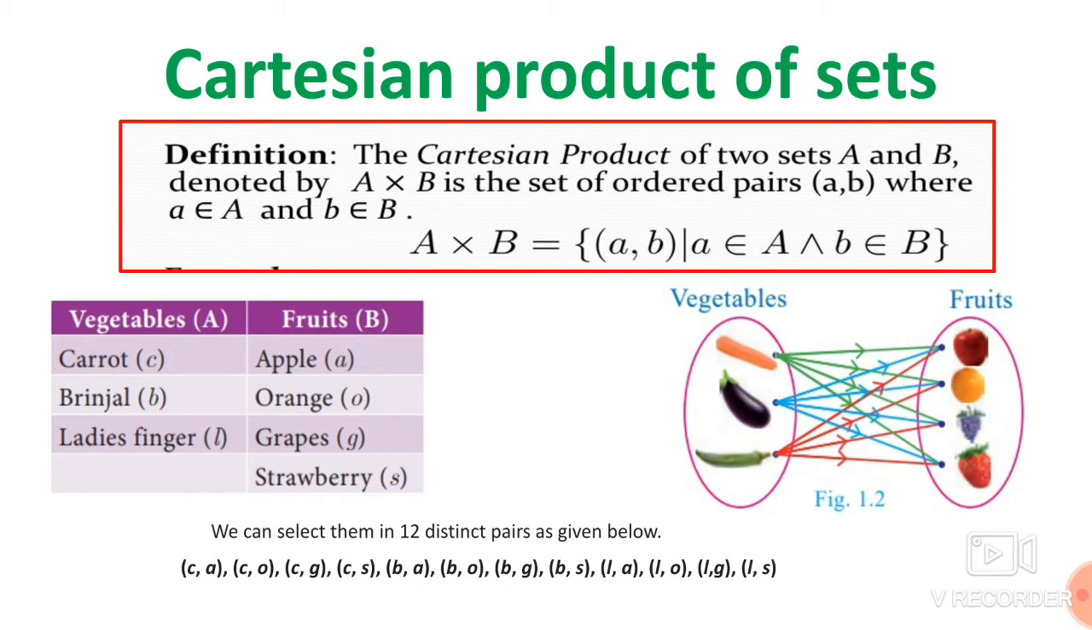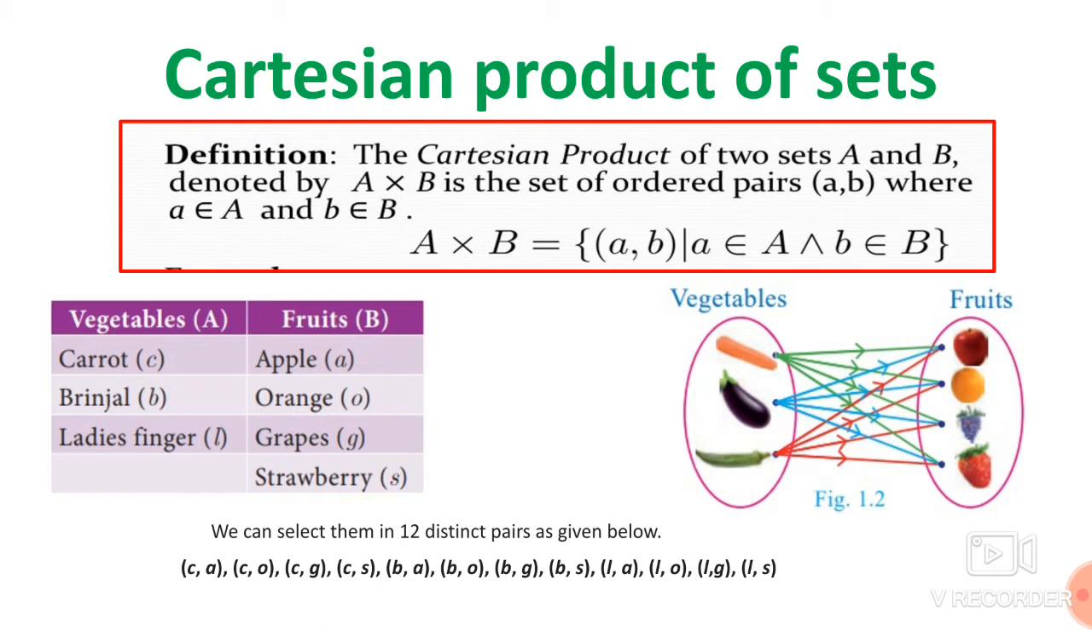Okay, in mathematics we can write it as the ordered pair (C, A), it means the pair of carrot and apple. (C, O), it means the pair of carrot and orange. Then (C, G), carrot and grapes. (C, S), carrot and strawberry. Then brinjal and apple, so (B, A). Brinjal orange, brinjal grapes, brinjal strawberry. Then ladyfinger apple, ladyfinger orange, ladyfinger grapes, ladyfinger strawberry. These are the ordered pairs which we have made.